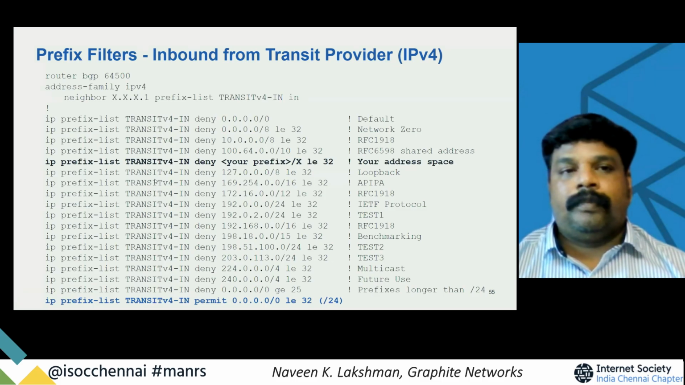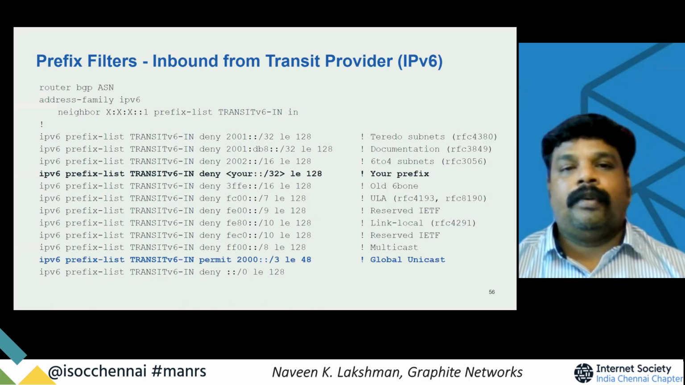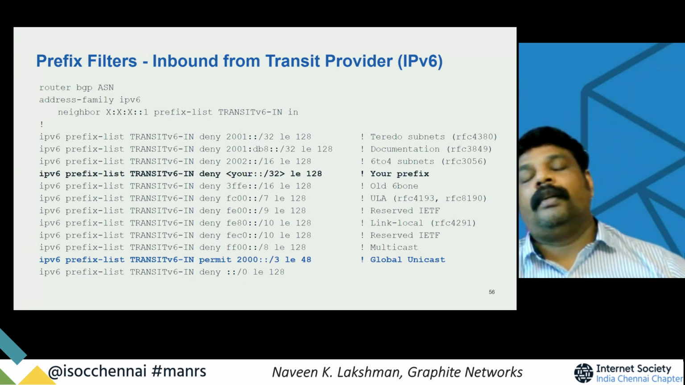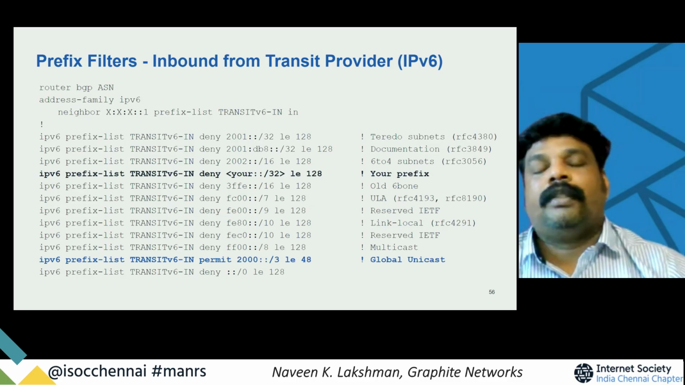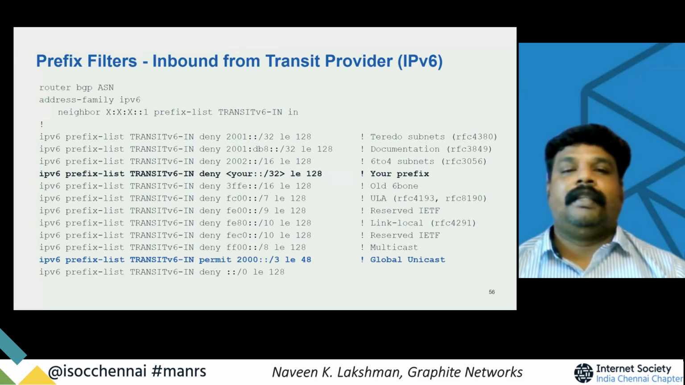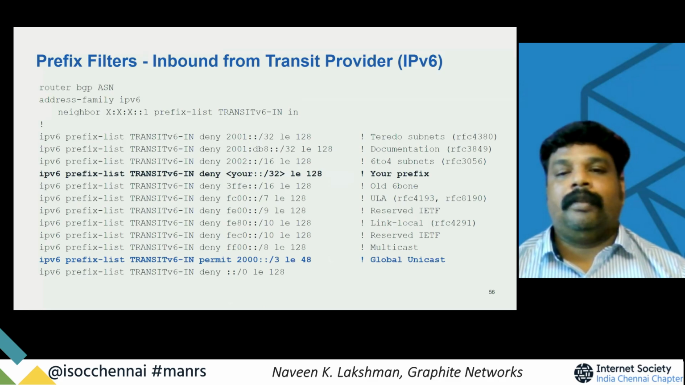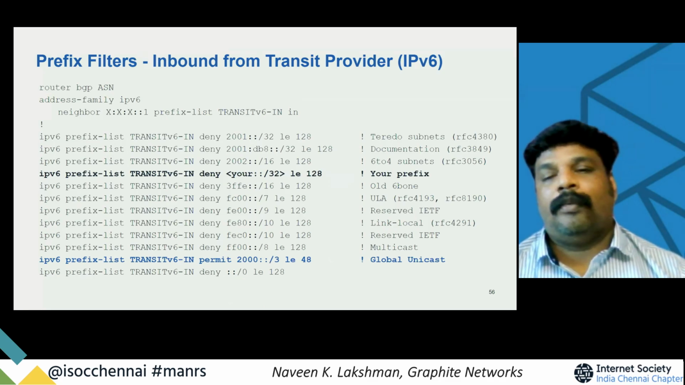Okay, so that's your inbound filters for V4 and your V6 filters. You want to filter out the documentation prefixes, unique local address, link local, all those reserved address blocks which you shouldn't be seeing inside the global routing table. So you don't want to accept that unwanted stuff to enter into your network. And again, you deny your own prefix.